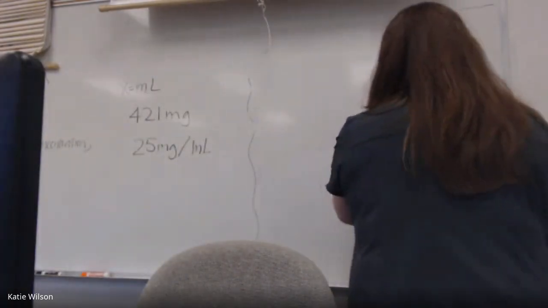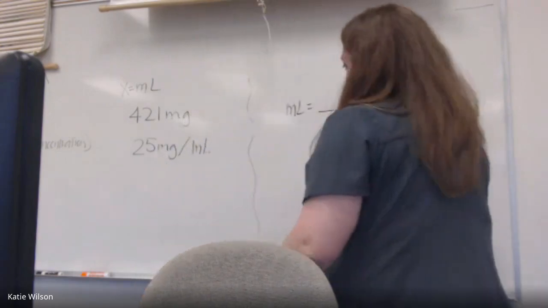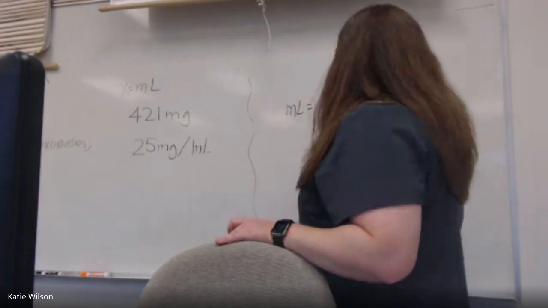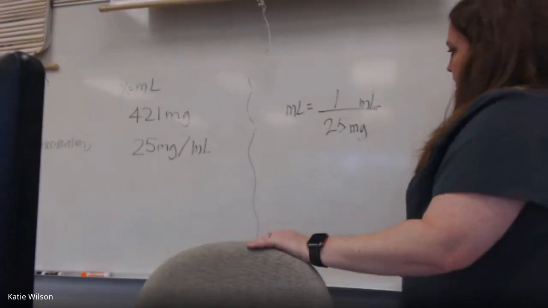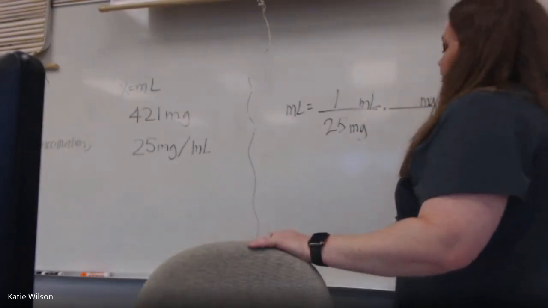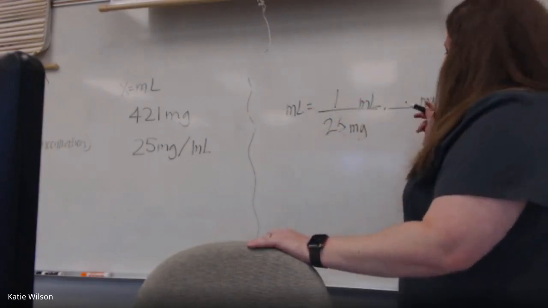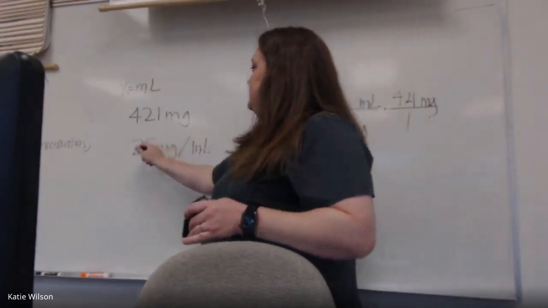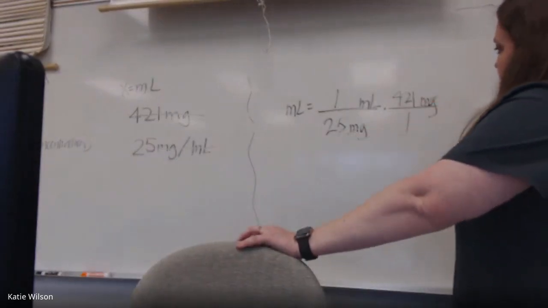So if I go to solve for milliliters, I know that I have 25 milligrams contained in every 1 milliliter of medication. I want to cancel milligrams, and I know that the doctor has ordered 421 milligrams, because that's what I figured out how much I have to give. So I've used this information, I've used this information. My milligrams cancel out.